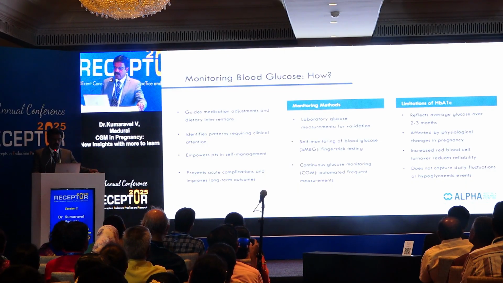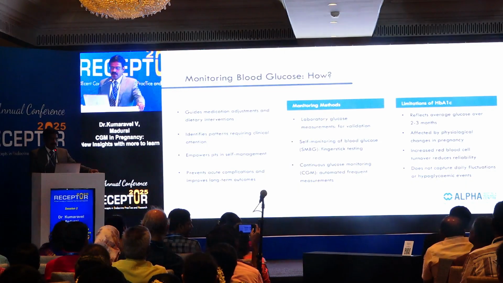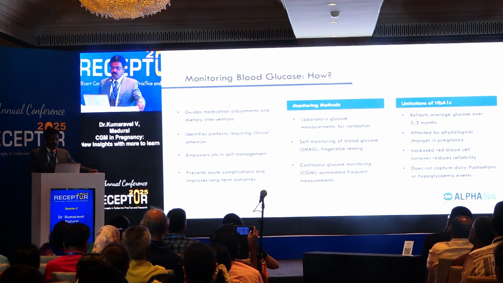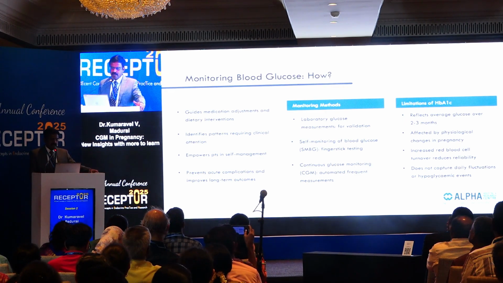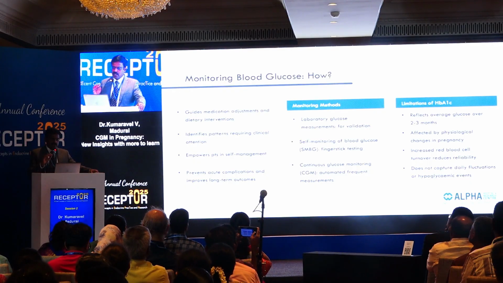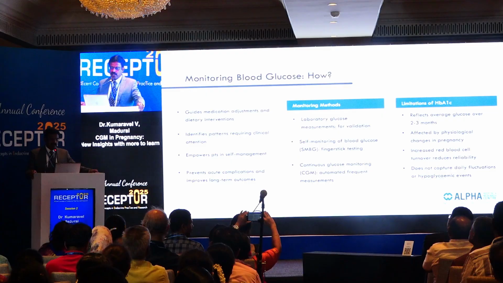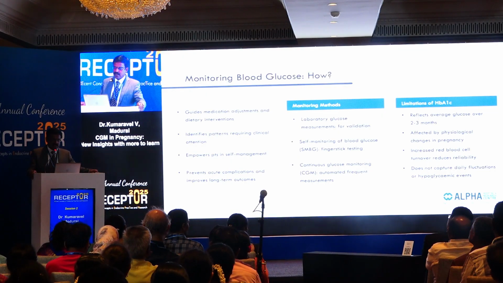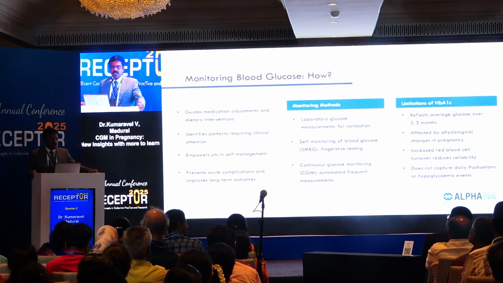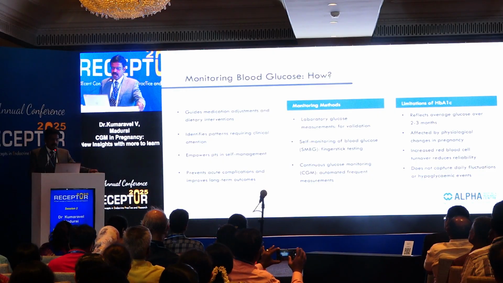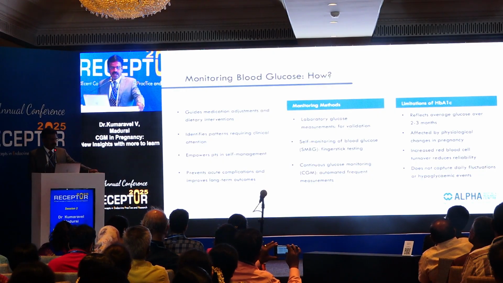Now, how exactly do you monitor? We have laboratory blood glucose, but practically it is very difficult to frequently prick a pregnant mother, or anyone, just for the sake of monitoring. So the commonly approved monitoring is self-monitoring of blood glucose, where you do finger stick testing, and various glucometers are available. We know it may not be as accurate as a laboratory method, and there could be 10 to 15% variation, but still it is approved as a standard of care.